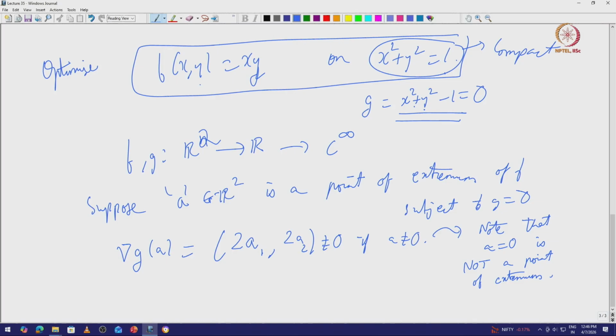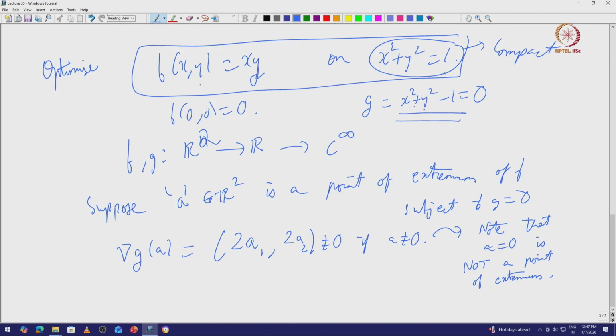Because if A equals 0 is a point of extremum, what does that mean? It's either a local maximum or a local minimum. So that means near the point A equals 0, either f is larger than or equal to the value there. So what is f of 0? This is 0, right. So near (0, 0), either f is larger than or equal to 0 for all x and y near (0, 0), or it's less than or equal to 0 for all x, y near (0, 0). But that's not possible, because if x and y have the same sign, then f is positive regardless of how small x and y are. But if they have opposite sign, then f is negative regardless of how small x and y are.